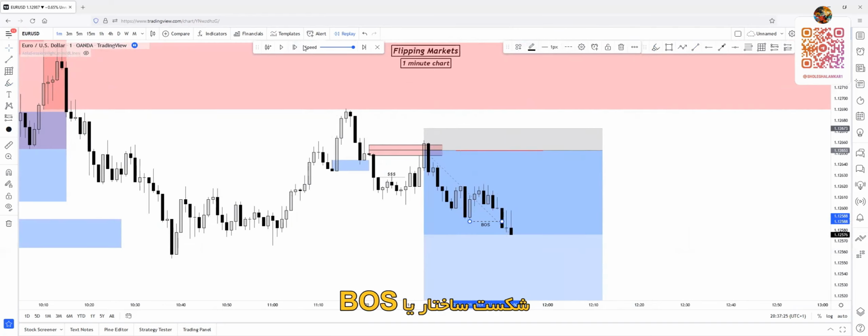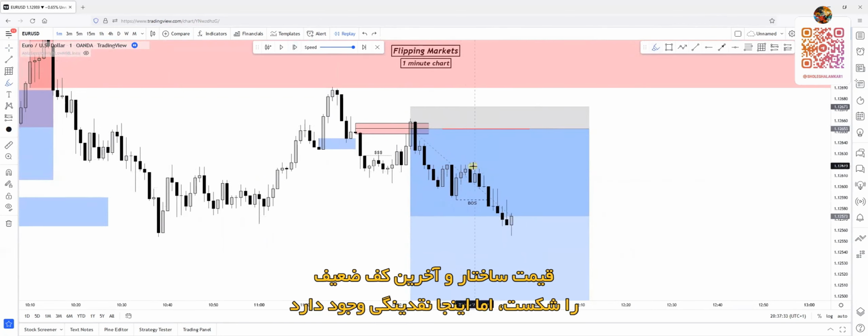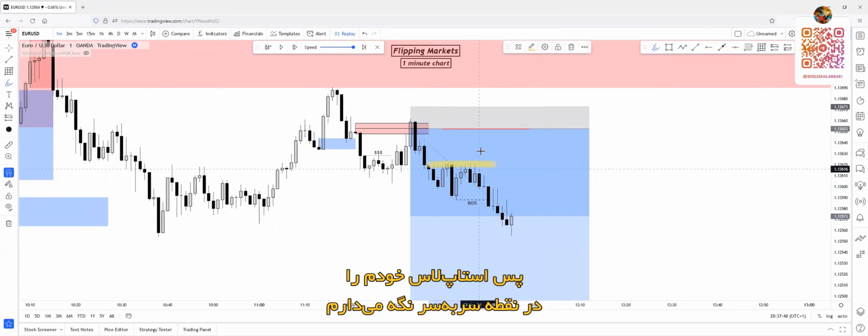BOS short, play price forward. I will still keep my stop loss in break even because of this liquidity. Price broke structure to the downside and broke the last weak low, but it has liquidity and I don't want to become liquidity. I will just keep my stop loss in break even. That's the safest way in this scenario.